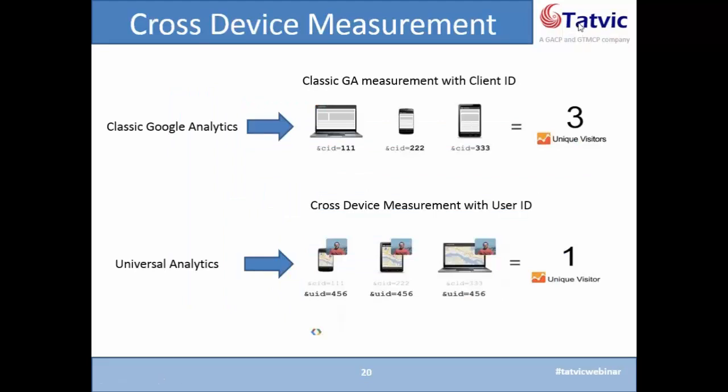So I was explaining this. If a visitor goes from one device to another device to a tablet, earlier in classic Google Analytics, they were counted as 3 different unique visitors or users, and with this cross-device measurement, it can be counted as 1 unique visitor or 1 user in general. So this is also very important to know which device drives research or which device drives conversion.